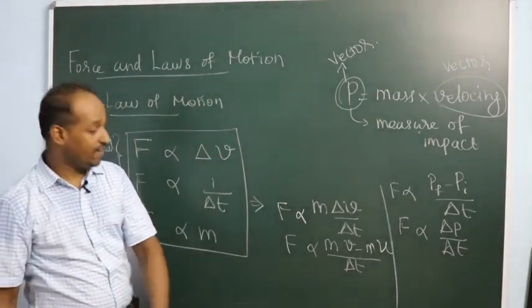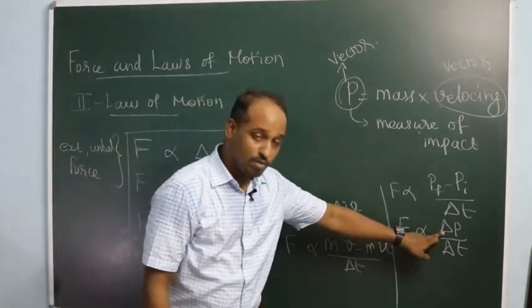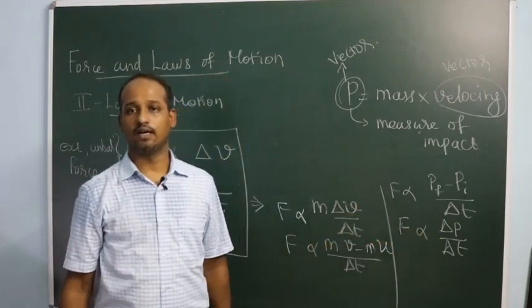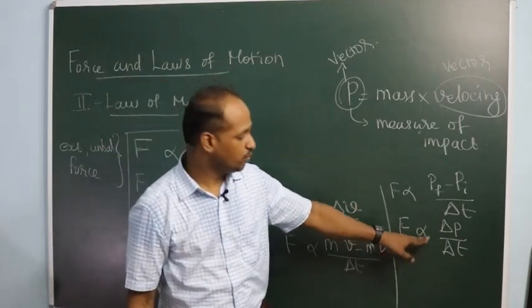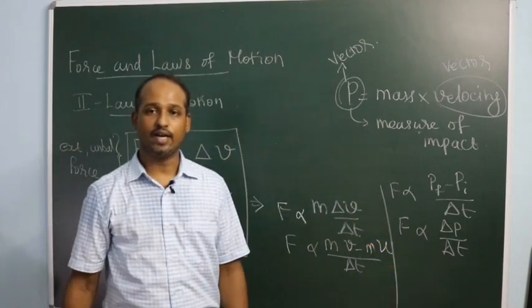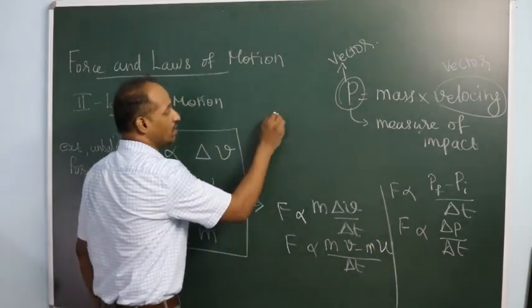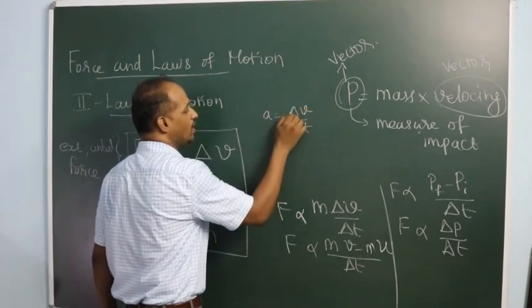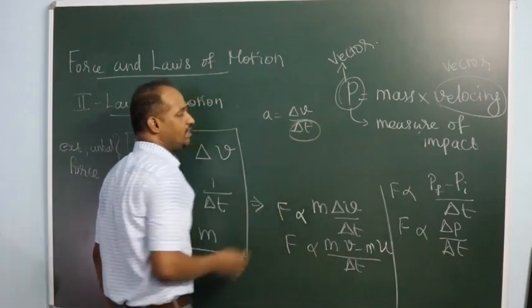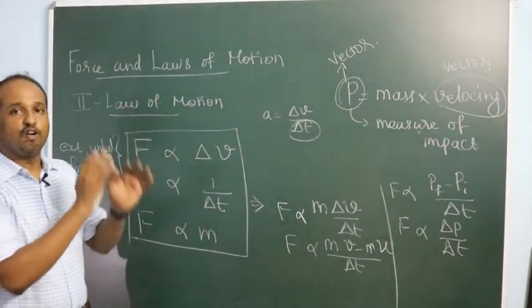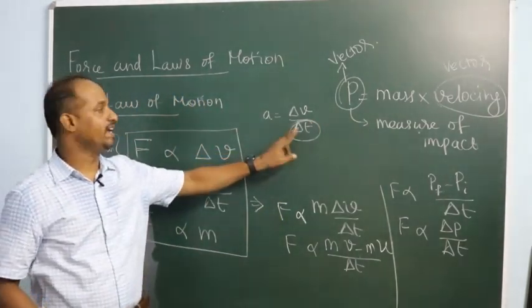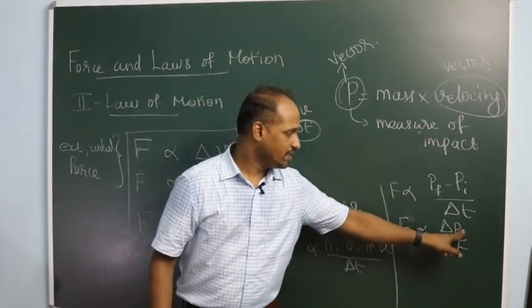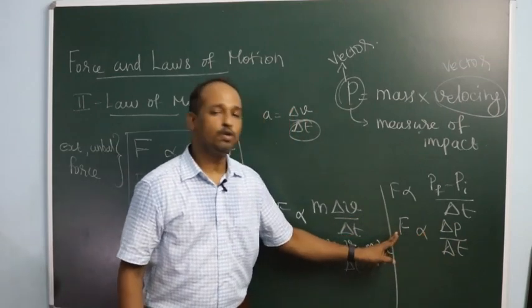Because momentum is a vector, force is proportional to that momentum, force is also a vector. So force is proportional to change in momentum by time taken. You remember we called acceleration as change in velocity by time. So if in the denominator time comes, it is called a rate of. Rate of means for 1 second. Rate of change in velocity is acceleration. Here rate of change in momentum is proportional to force.